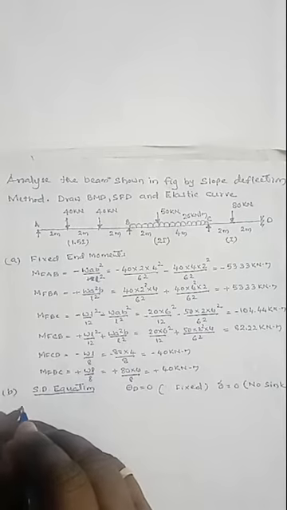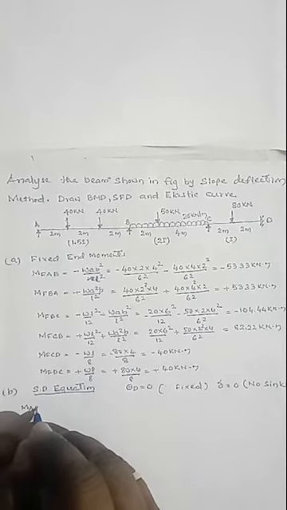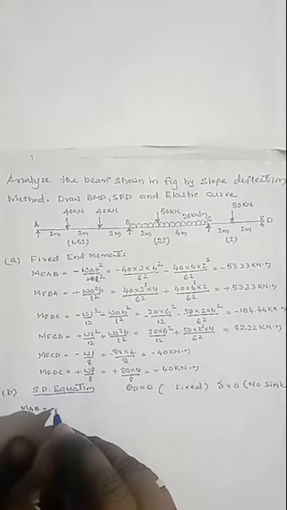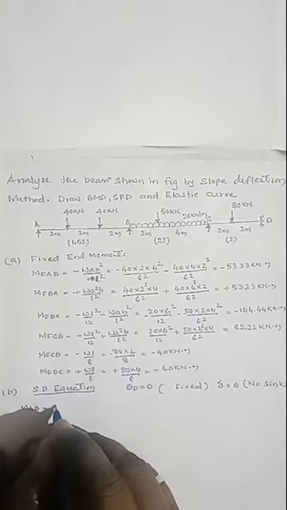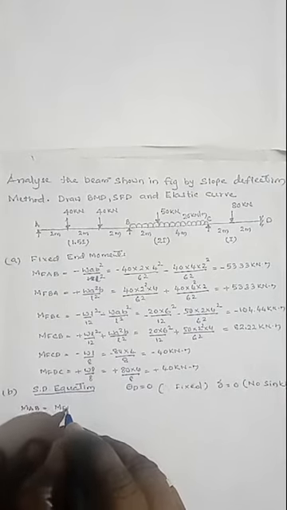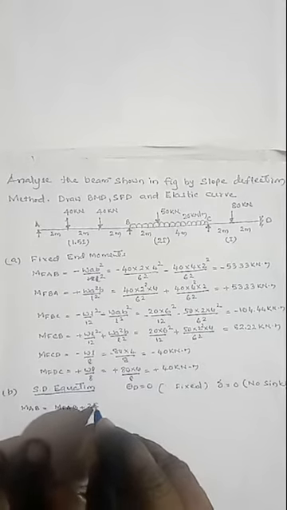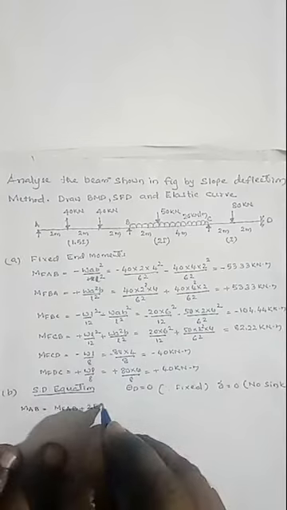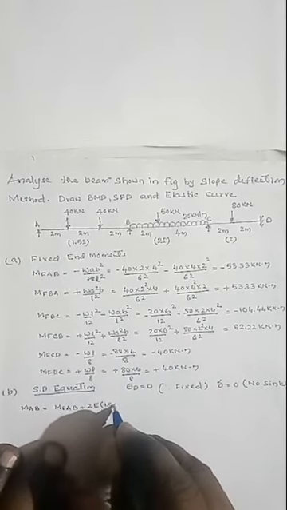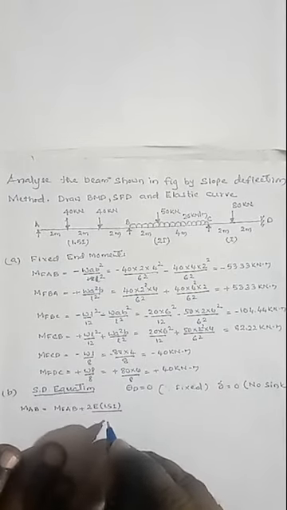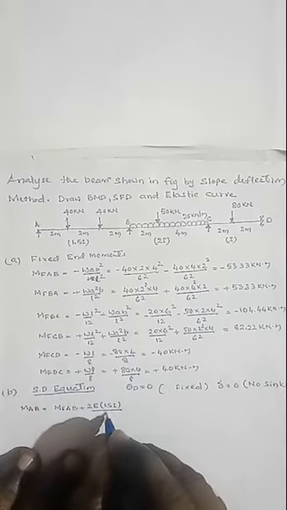Then write the slope deflection equation for the first span, MAB, that is MFAB, the fixed end moment, plus 2E. Here the moment of inertia is 1.5 times I divided by L, that is 6 meter.